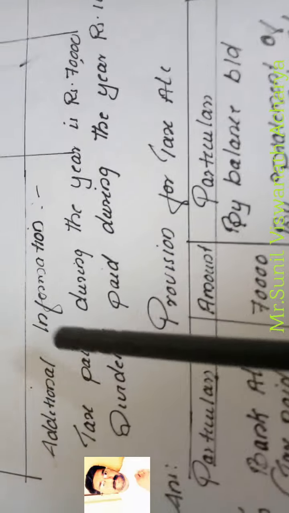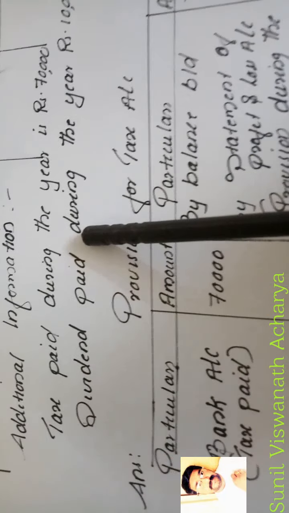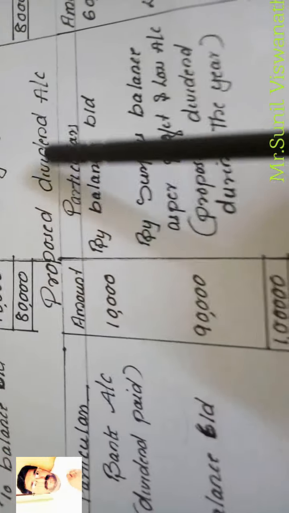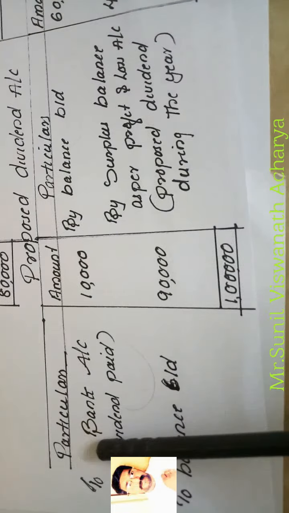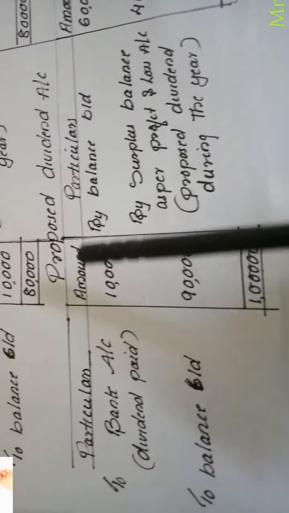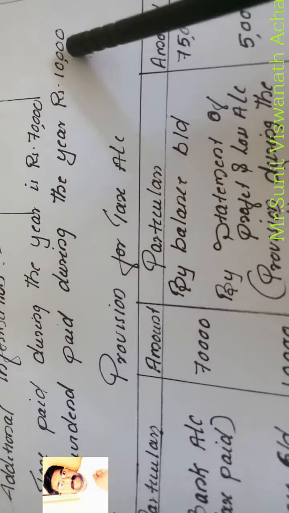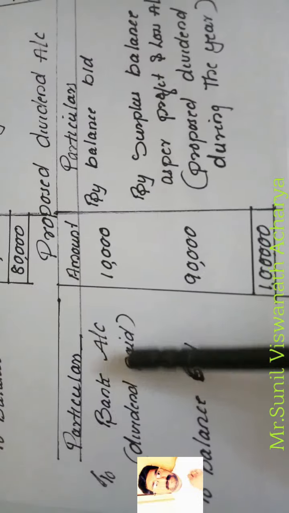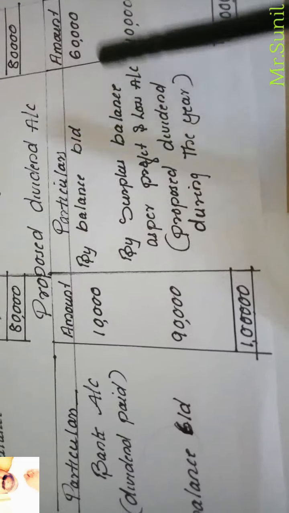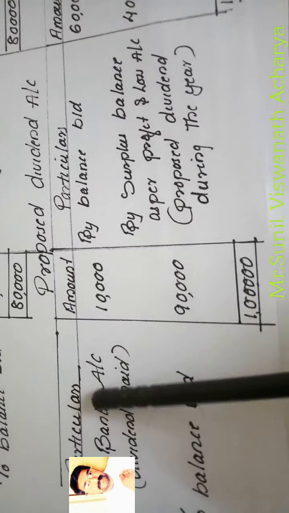Now what is given in the question? Dividend paid. Generally we know the dividend account is attached to cash or bank. So in the proposed dividend account we will write here on the debit side, to bank. For understanding we will write dividend paid. How much dividend did we pay in the question? 10,000. So dividend paid is 10,000. So 3 pieces of information are given in the question: opening balance, closing balance, and dividend paid.